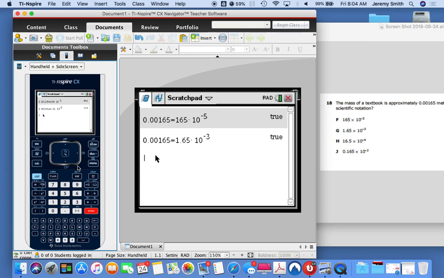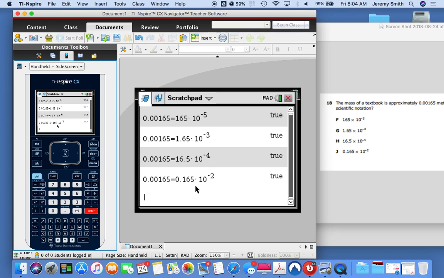Okay. Alright, let's try out another one. Once again, remember, we go right here, you press enter. This is going to copy it. And I'm going to change that one to -4 power. Alright, so this is saying true as well. Okay, now let's try out the last one. That's 0.165 times 10 to the -2.